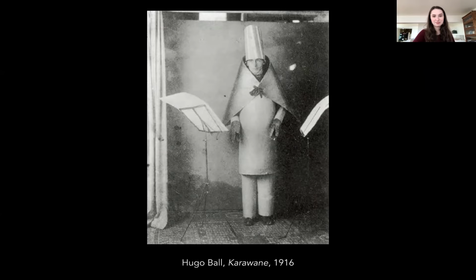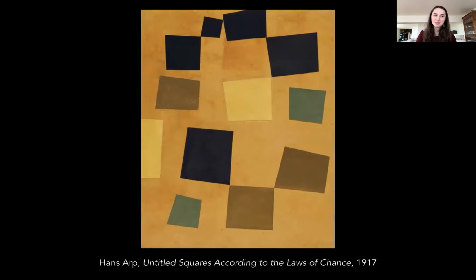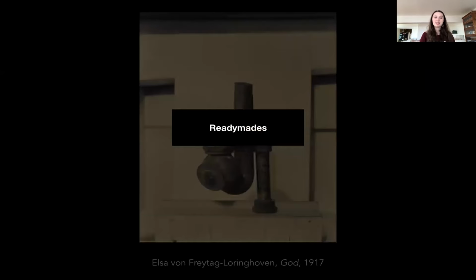Hans Arp made art by cutting out squares and dropping them onto a canvas, gluing them down wherever they landed. So Germans like Arp felt that they had no control over what happened, so their art reflected that. They took away artist control over their own art. And another huge thing created by the Dadaists was the idea of ready-mades.